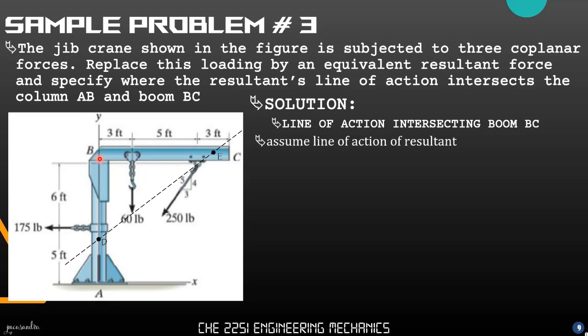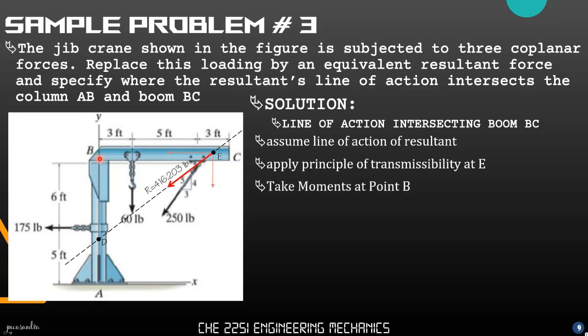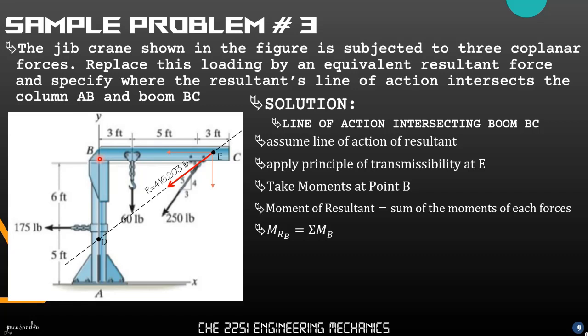So next, we solve for the line of action intersecting boom C. So we have already assumed our line of action of the resultant. So we apply the transmissibility at point E. So we take the moment at point B. So again, moment of resultant at point B is equal to the sum of the moments of each forces at point B. So for this problem, the forces included are the y component of the resultant, the y component of 250 and 60 pounds, and the 175 pound force.